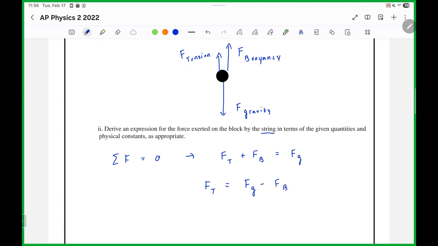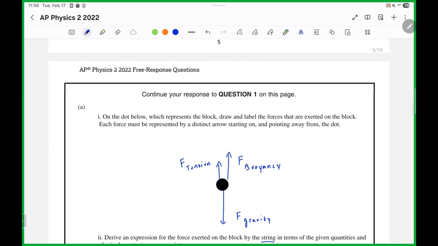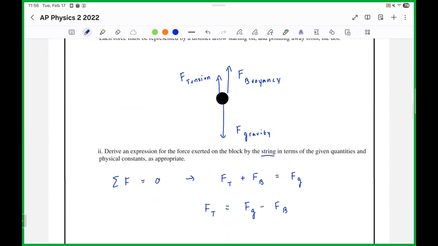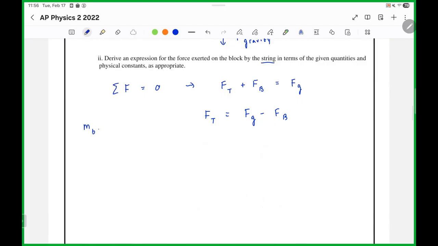And at this point, in order to proceed, first we want to know what our given quantities are. So jumping back, we've been given the mass of the block, the volume of the block, and the density of the block. So we know m block, V block, rho block, and we also know the density of the water. So those are the quantities we can have in our answer, and as well as physical constants like g. And so beginning with Fg, that's easy for us to do. You probably have this memorized. Force of gravity is equal to mg. We know both of those. We've been given the mass of the block, and we know g.